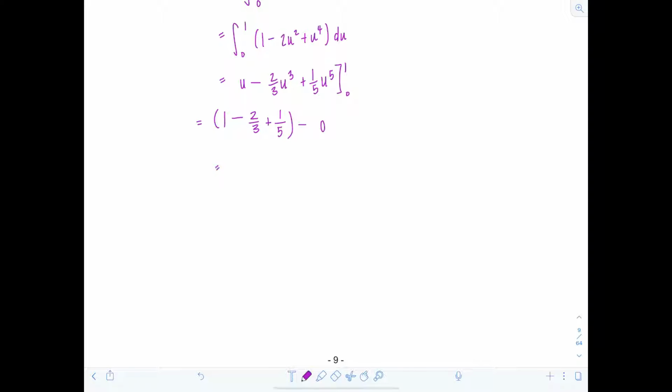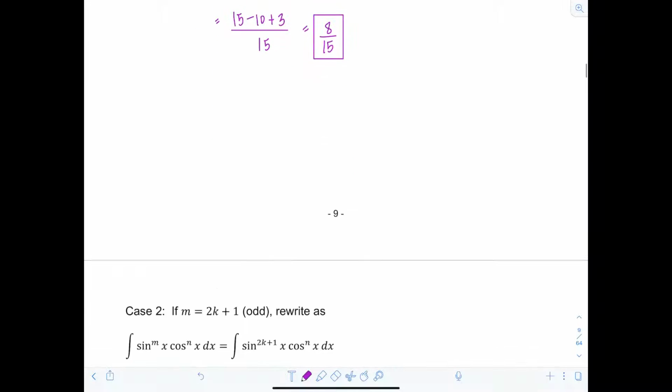Okay, our common denominator here is going to be 15. So this is 15 minus 10 plus 3, all over 15, so 5 plus 3, we have 8/15 as our final answer. Very good. Do we feel like we have the hang of that first case? Wonderful. Now it's time to move on to case 2.